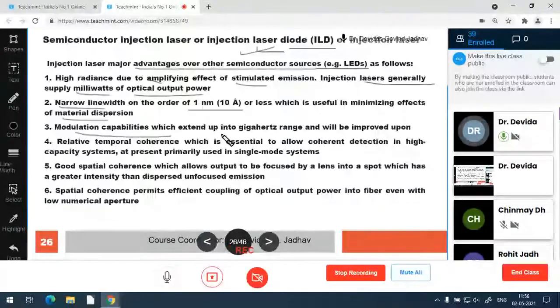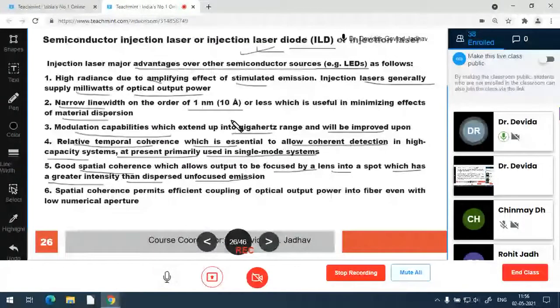Modulation capacity is very high, up to the gigahertz range. Relative temporal coherence is observed, which is essential to allow coherent detection in high capacity systems. At present, it is used primarily in single mode systems. So it is also highly temporally coherent. It has good spatial coherence also, which allows the output to be focused by a lens into a spot which has a greater intensity than dispersed, unfocused emission.